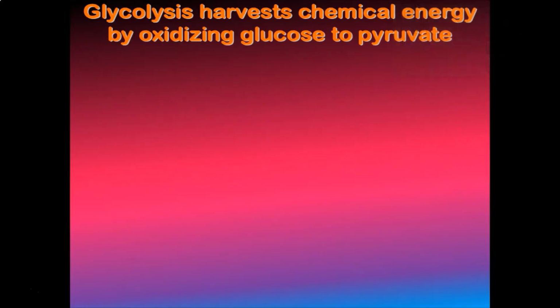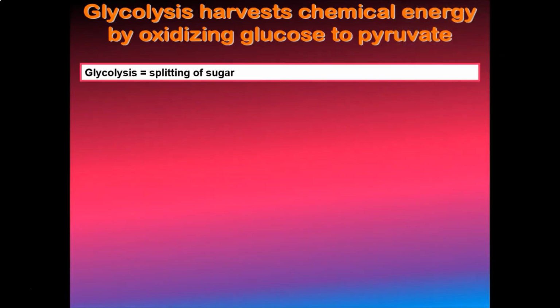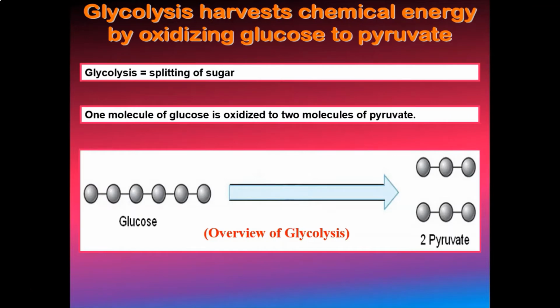Okay, so here we go. Glycolysis harvests chemical energy by oxidizing glucose to pyruvate. So you remember what oxidizing means, right? Take the electrons. So glycolysis means splitting of sugar. Glycolysis, cutting sugar. And one molecule of glucose is going to be oxidized to 2 molecules of pyruvate, right? So in other words, we're going to take the electrons from glucose, thanks dehydrogenase, put them on the NAD+, thus reducing NAD+ to form NADH, and we're going to be left with 2 molecules of pyruvate.